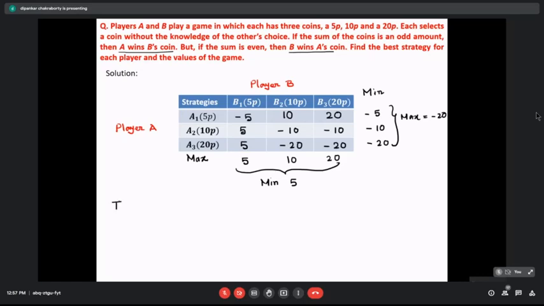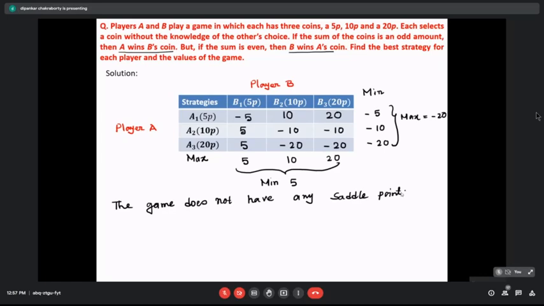So the game does not have any saddle point. So now what we are going to do? We are going to apply the mixed strategy. So we'll proceed to find out the mixed strategies. And if you want to find out the mixed strategies, the method I mentioned to you that we are going to apply is the dominance rule.